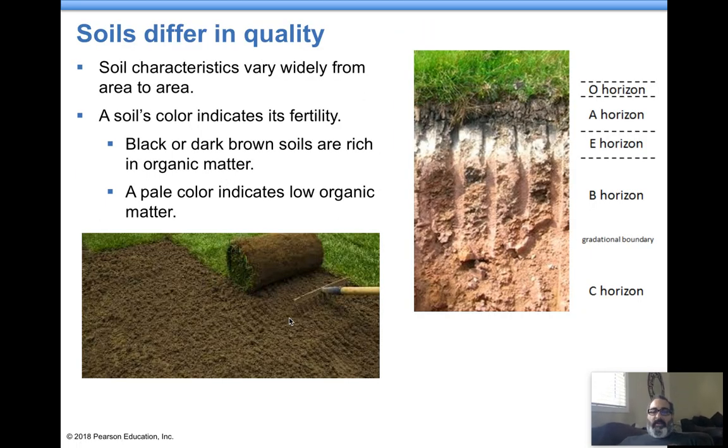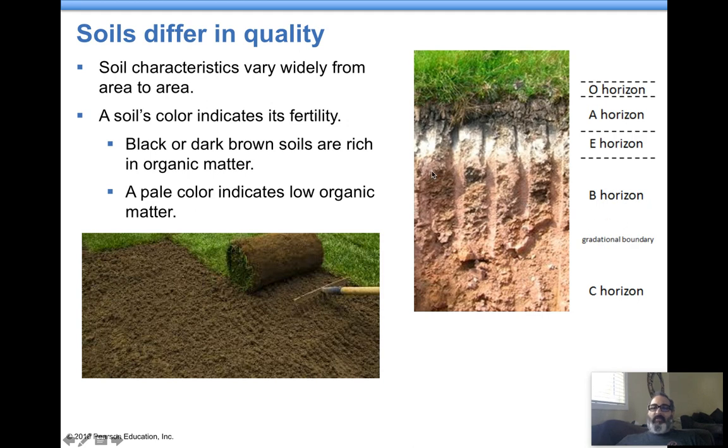Soil differs in its quality. This is showing you topsoil being laid down before these people lay down their sod. They want to lay down the most nutritious type of soil so that this grass will grow and root, basically. And this is showing you a picture of the layers. The O horizon at the very top, the A, the E, the B.